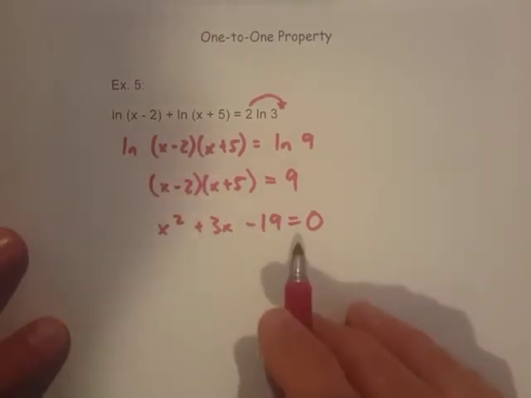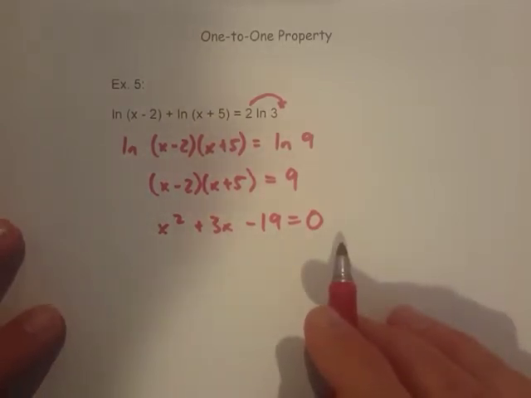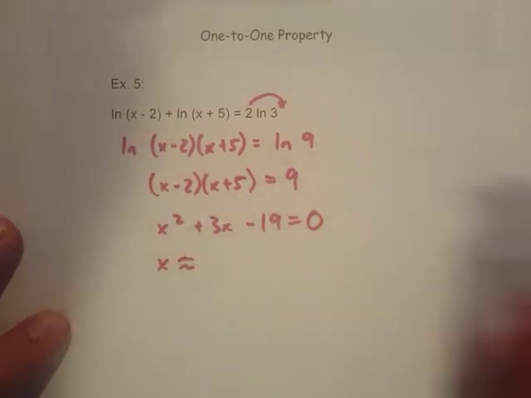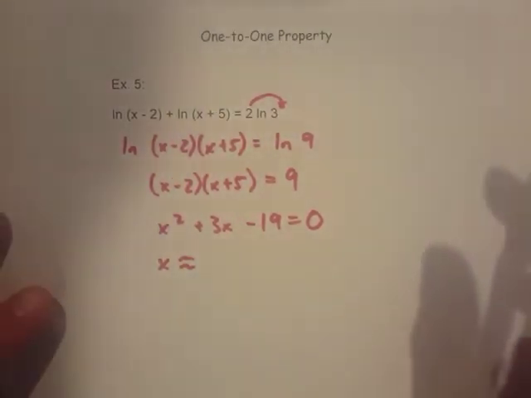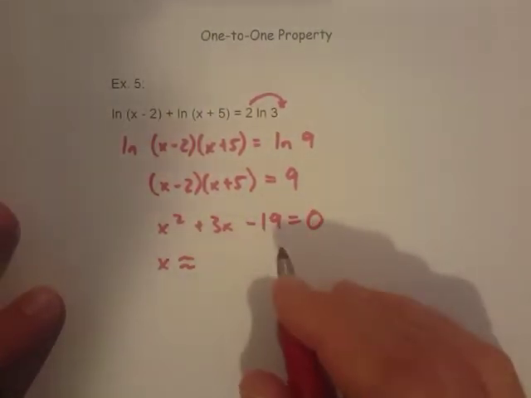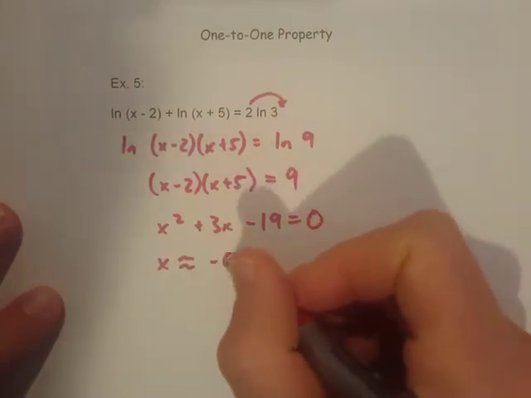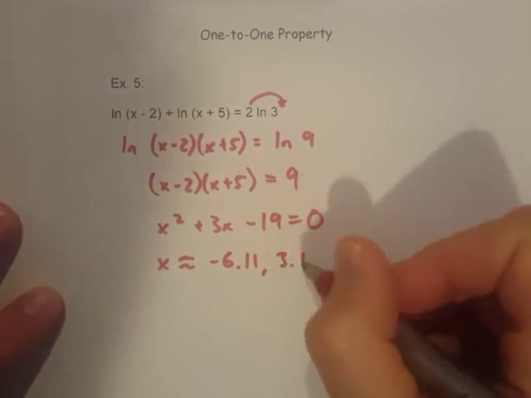You can try factoring first. This one unfortunately does not factor, so you'll probably have to go towards the quadratic formula. But I'm going to skip over those details again, because really we're just looking at how we solve a log equation. We don't really care about the quadratic formula, at least in this one. But if you use the quadratic formula, what you find is two solutions, approximately negative 6.11 and approximately 3.11.